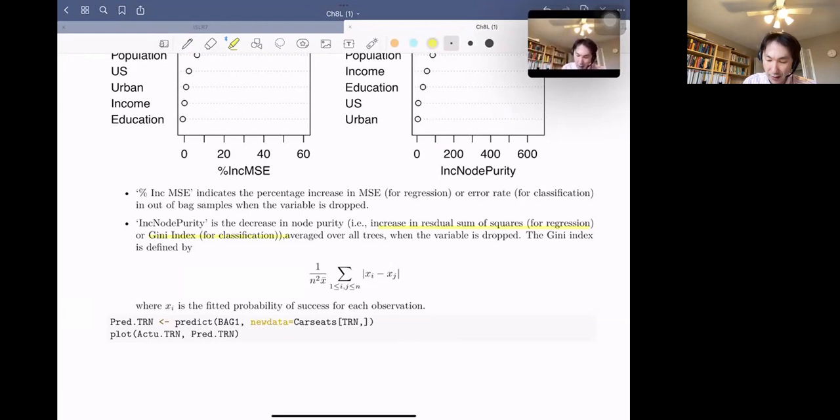So the Gini index is often used as a measure of inequality of some variable, but the exact definition here is basically the summation of all possible differences between the elements. So when x sub i is the fitted probability of success for each observation, this is the summation of the absolute value of x_i minus x_j.